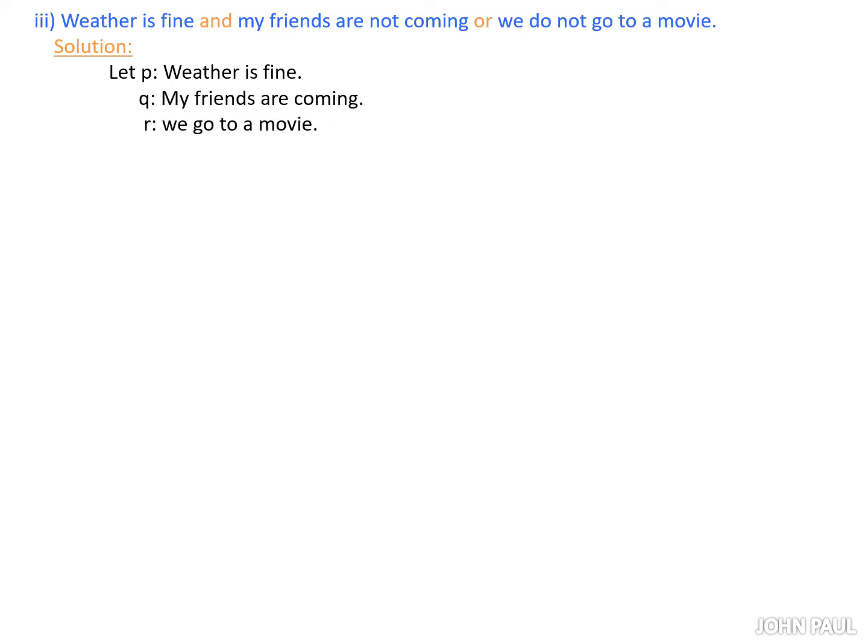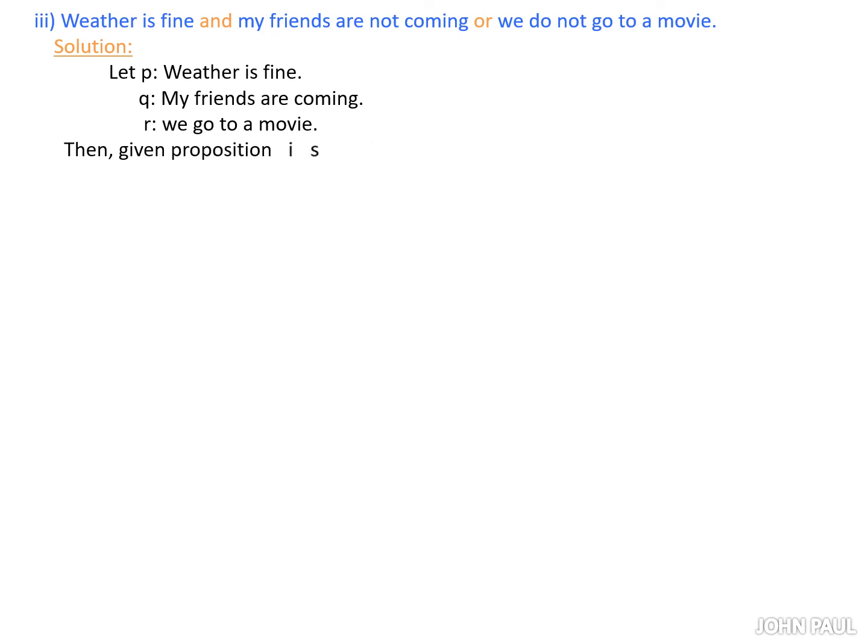See, in this problem, here it is given my friends are not coming. In the question it is given as my friends are not coming, but we took Q as my friends are coming. Why we took like this means it's easy for us to negate that. Negation of Q will be easy to write. So whenever it is opposite or not, you can write it by taking the same component.